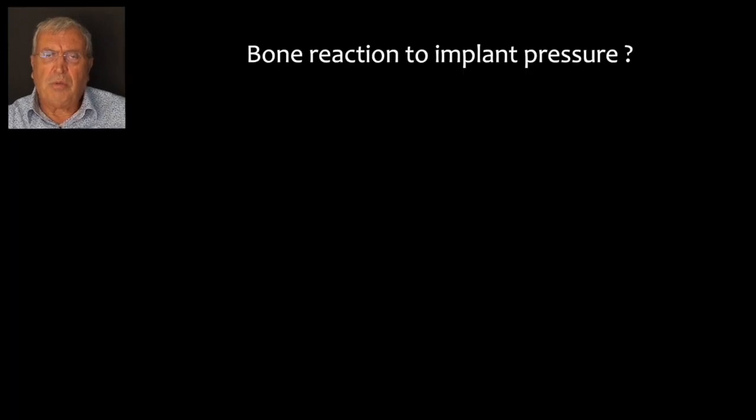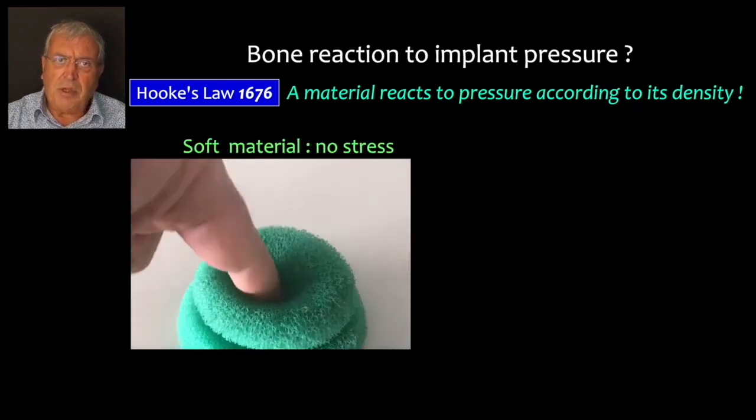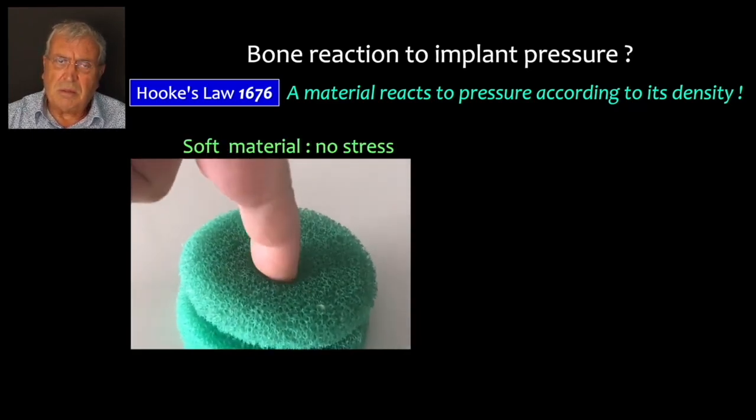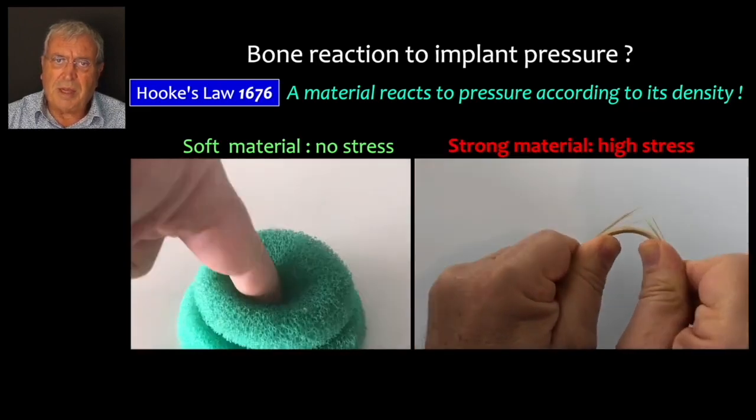Pressure on bone, how does the bone react? We have known for a while from Hooke's law how a material reacts to pressure. It reacts according to its density. What does it mean? It means that when the material is soft, there is no stress. When the material is strong, we will meet a high stress.